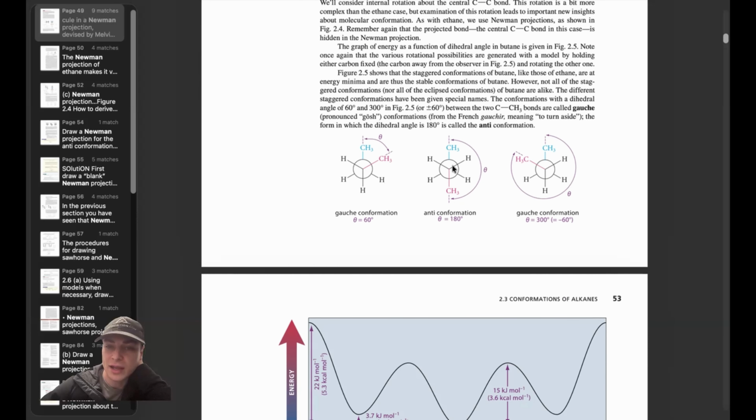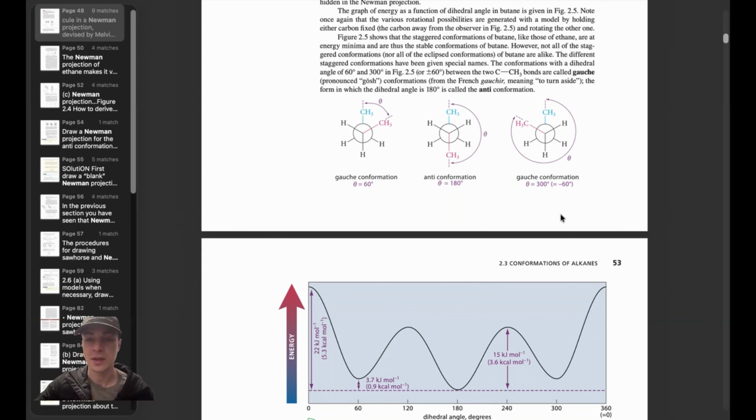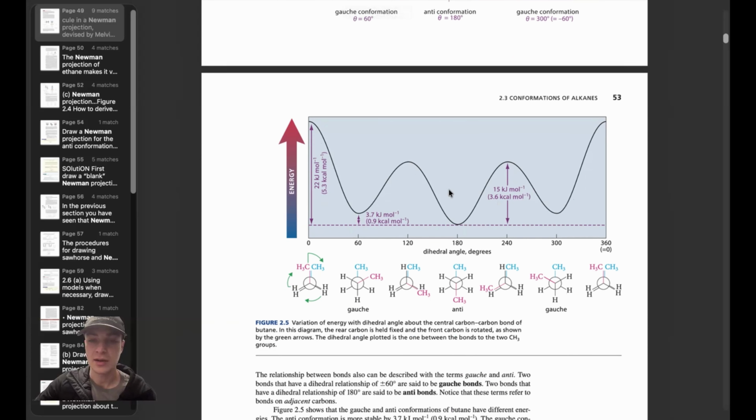So we have this idea of the anti conformation versus gauche conformation of 60 degrees. You can see this is 300 degrees, but it's an absolute value of 60 degrees between the groups themselves. And then again, the energy diagram that corresponds with it. So we were saying that we have an absolute maximum when we have the eclipsed conformation of the two main groups eclipsed on top of each other.